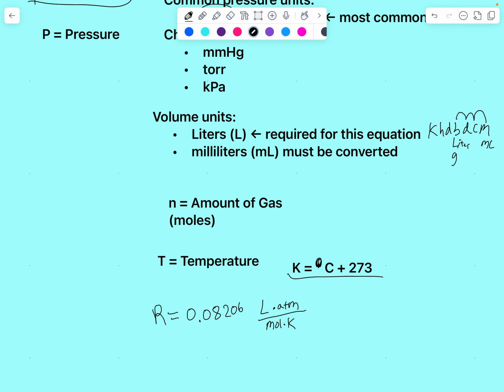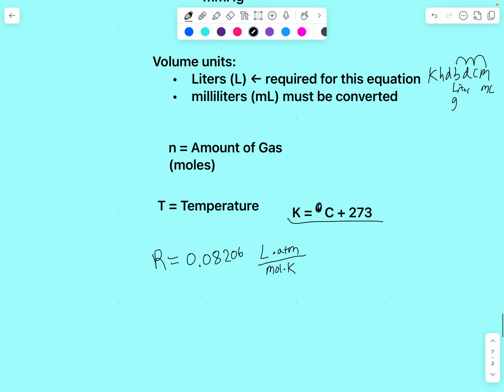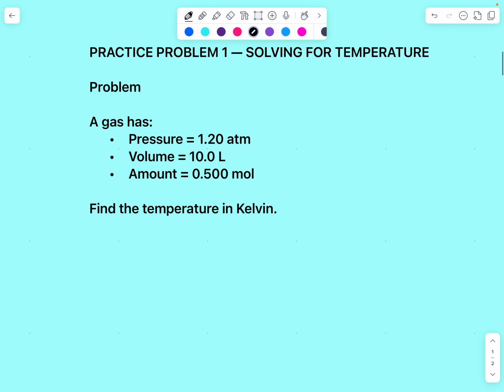Let's do a practice problem, and you guys will pick up what I'm putting down. Okay. A gas has a pressure of 1.20 ATM, volume of 10 liters, and amount equals 0.500 moles. Find the temperature in Kelvin.